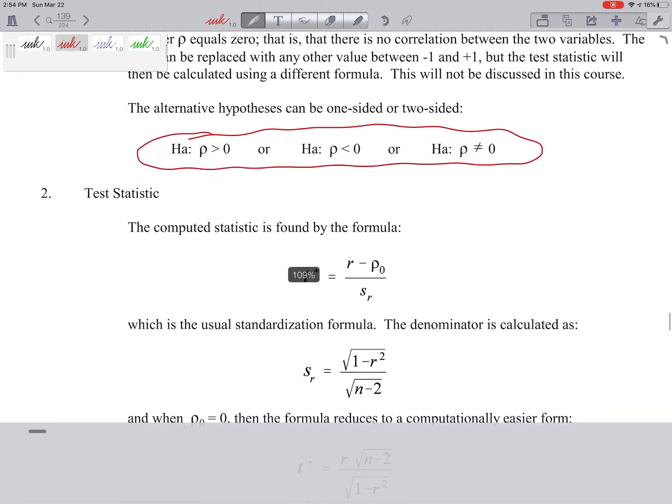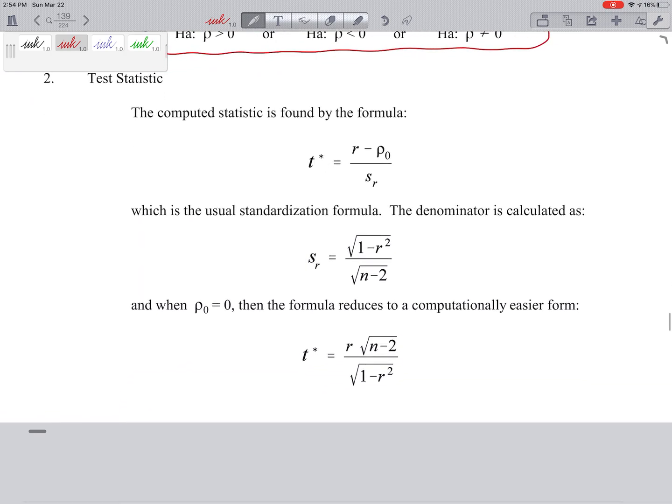The test statistic that we're going to use looks like this. It's a t star value equal to R minus the hypothesized rho value in the null hypothesis, which is going to be 0 in the problems that we're going to be looking at, divided by the standard error of R. And that's found down here, like so. It's the square root of 1 minus r squared over the square root of n minus 2.